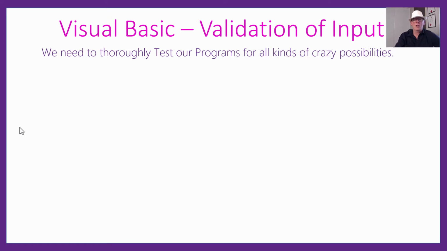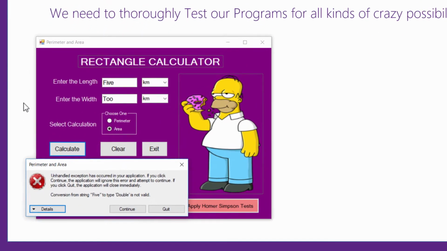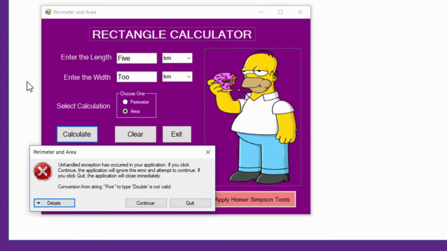All right, so we need to thoroughly test for all kinds of crazy possibilities. So when we've got Homer on the program here, he might want to type in the length and the width as being 5 and 2. T-double-O, that's 2, that's the number 2, Homer. All right, now if you do that and click calculate, the whole program's going to crash at the moment because it's got no validation in it.